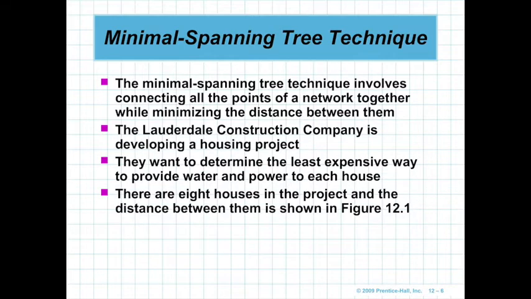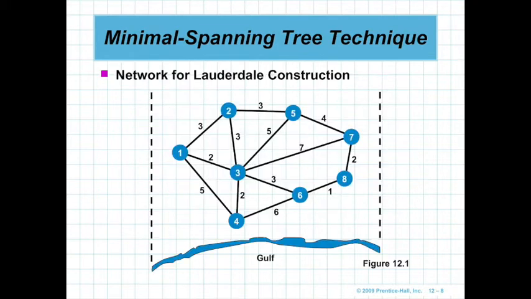For an example, the Lauderdale Construction Company is developing a housing project. They want to determine the least expensive way to provide water and power to each house. There are 8 houses in the project, and the distance between them is later shown in the figure. This is the figure for Lauderdale Construction. So, how do we use minimal spanning tree technique for this figure?